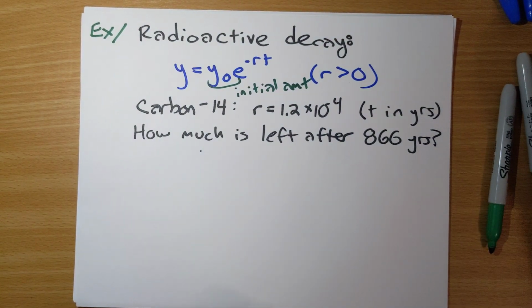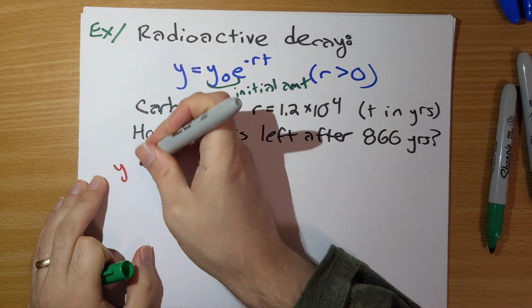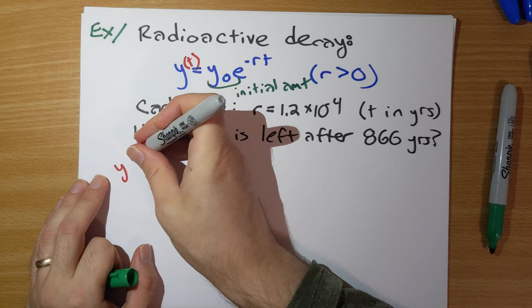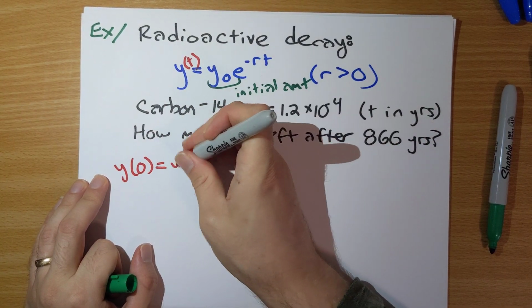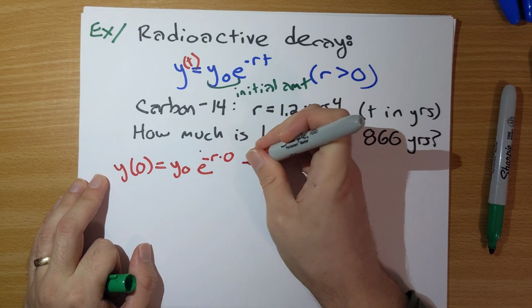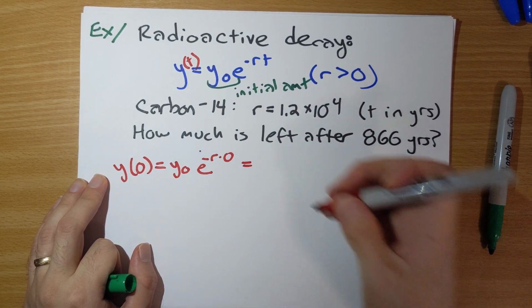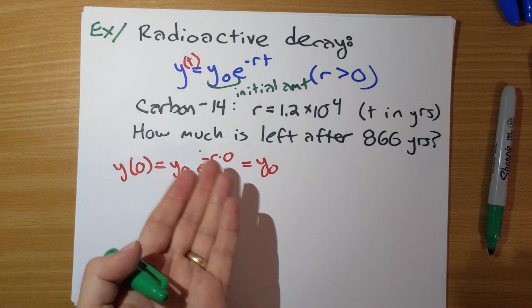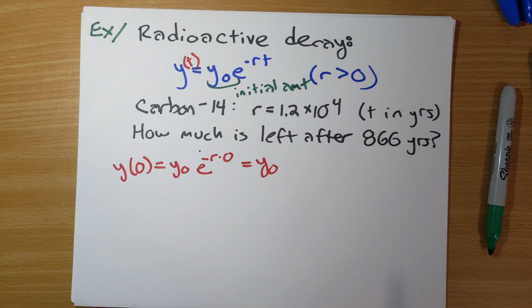So let's just do some calculations with this. And we're thinking of y as a function of t here. y of 0 is y naught e to the minus r times 0. e to the 0 is 1. So y of 0 is just y naught, the initial amount. And this makes sense. When t is equal to 0, how much do you have? Whatever you started with. Nothing's changed.